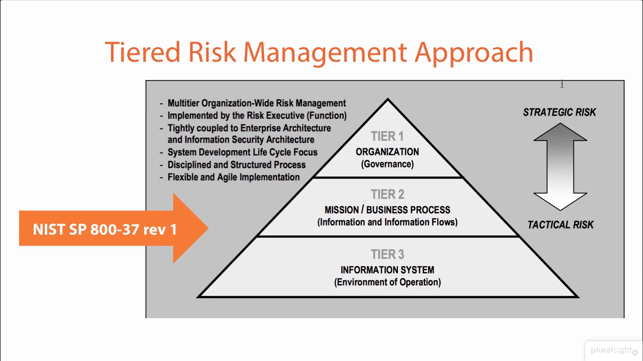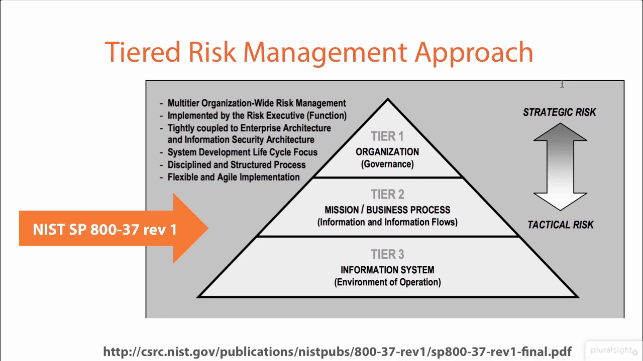So SP 800-37 Rev 1 provides this information. And by the way, there at the very bottom of the screen is a link to the document, or you can just go to your favorite search engine and type it in. What they've done is they've broken this down into 3 tiers in the NIST document for their approach to how the organization can bring in risk management.